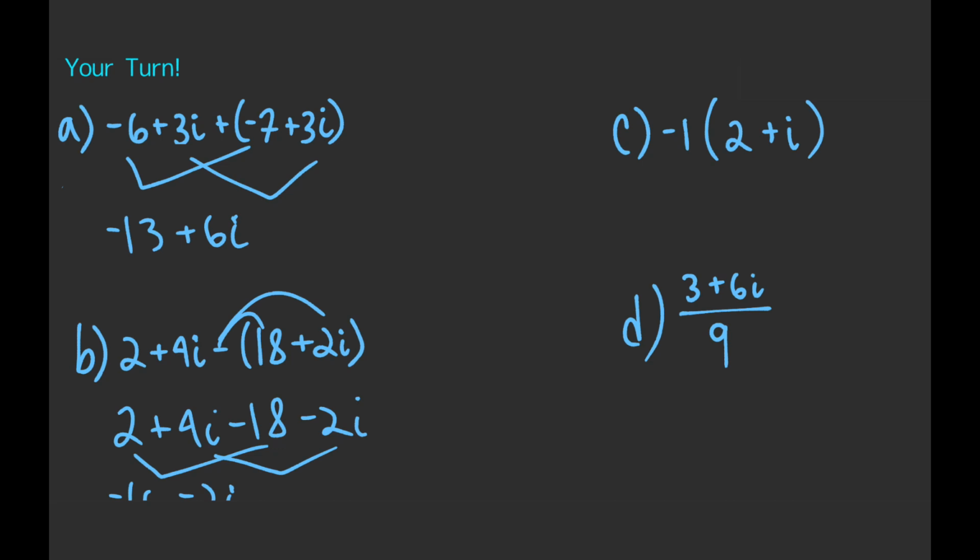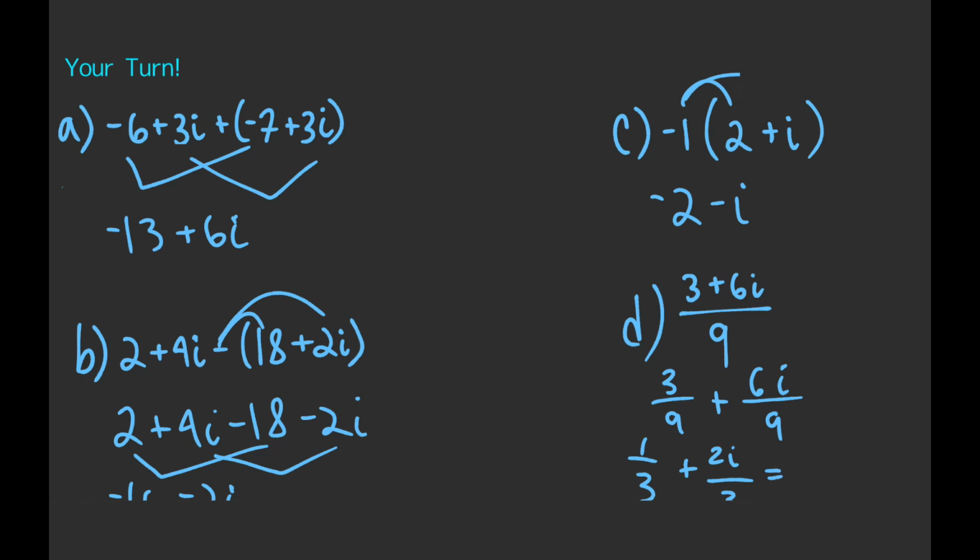For example C, we're going to multiply by the real number, so we're going to distribute it to the 2 and positive i, so we'll end up with -2 minus i. Finally, we have example D, where we're dividing by a real number, so we're going to distribute the divide by 9. We'll get 3/9 plus 6i divided by 9, and 3 divided by 9 simplifies to 1/3, plus 6i over 9 simplifies to 2i divided by 3. In this case, we can actually rewrite this as 1 plus 2i divided by 3.